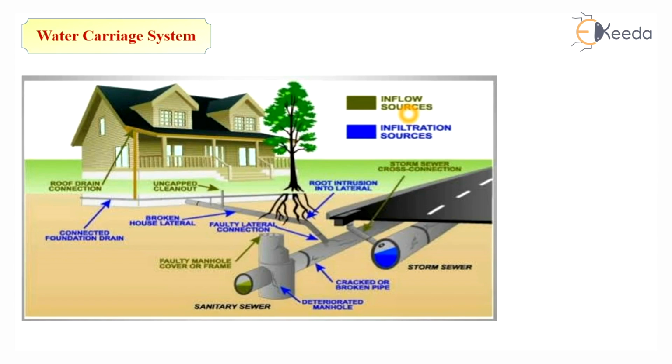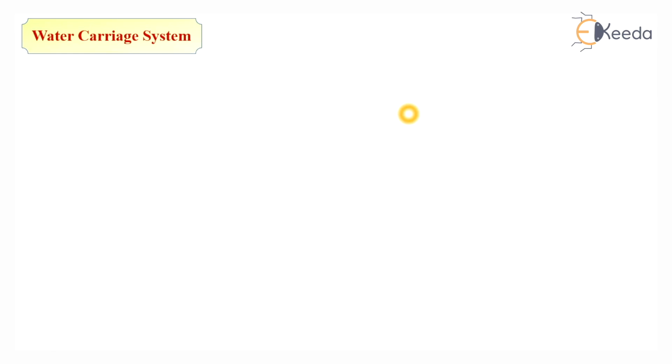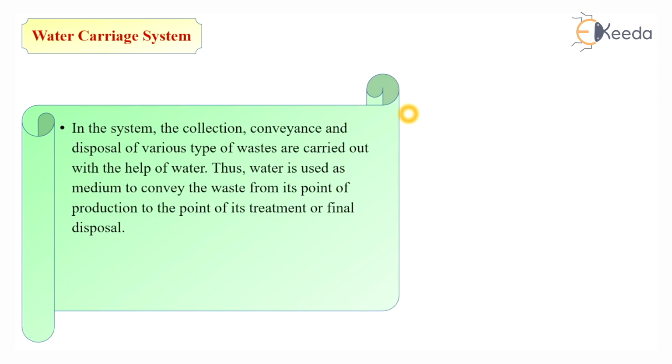As you see in this picture, in water carriage system, there is a proper network of pipes for collecting, conveying and disposal of sewage from the household. In water carriage system, the collection, conveyance and disposal of various types of wastes, that is night soil, garbage, etc. and sewage are carried out with the help of water. Thus, water is used as a medium to convey the waste from its point of production to the point of its treatment or final disposal.